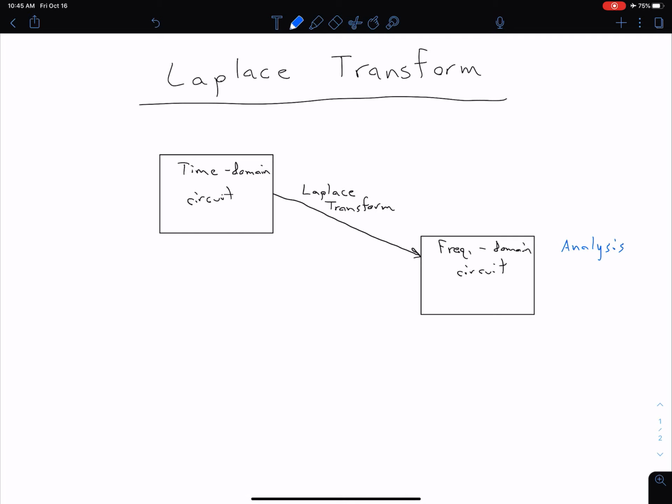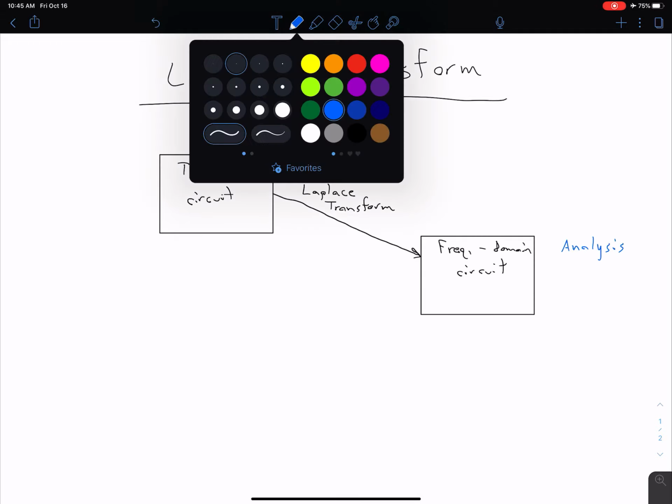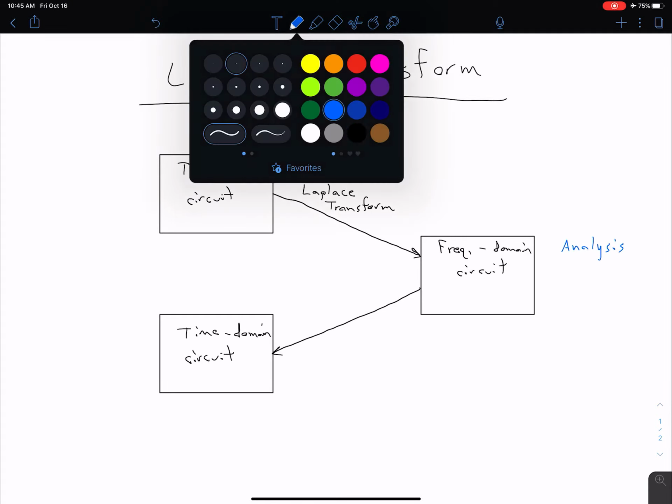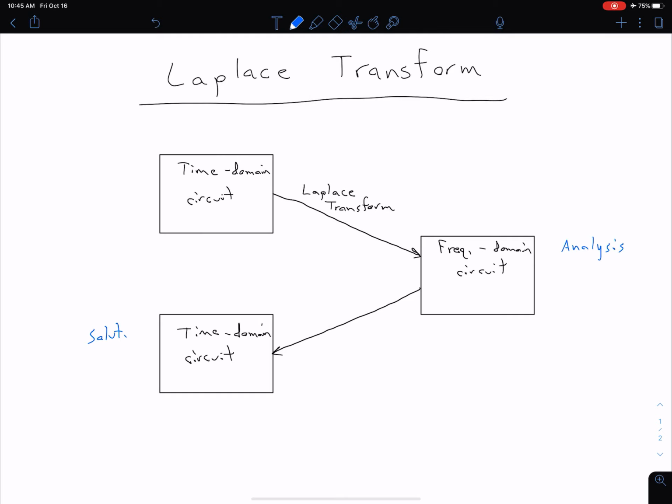Let's consider we have some basic RLC circuit. Maybe we want to find some voltage across the capacitor. So we're going to do a Laplace transform, find that voltage across the capacitor in our frequency domain, and once we have that, we're going to transfer back to our time domain. So then we come back to our time domain circuit, and what we have here in our time domain is going to be our solution.